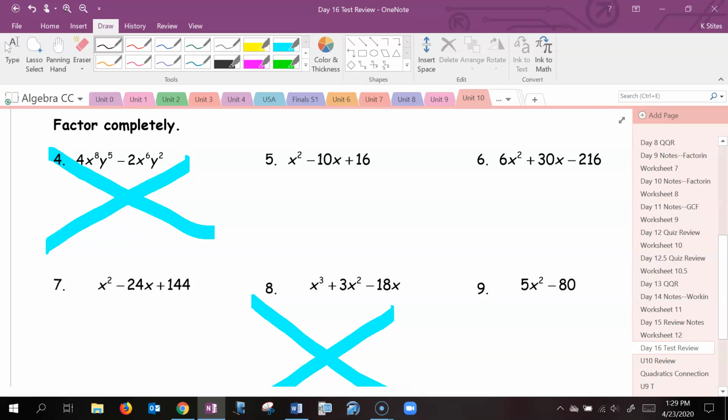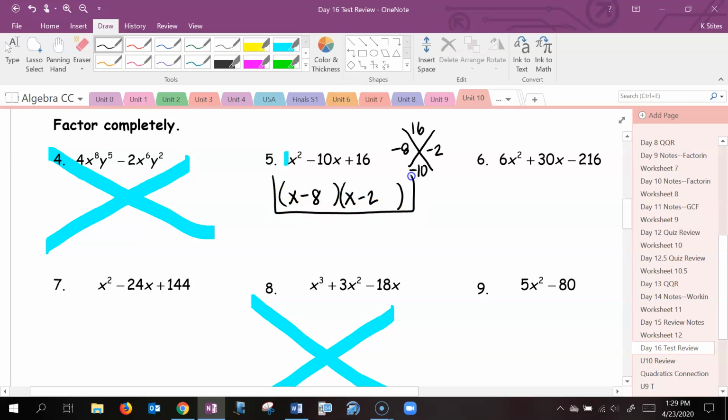When you're factoring, the first thing you want to do is check whether you have a 1 in front of your x squared or some other number. If you just have a 1 in front, we can go straight to our factored form or our box problem, just one step here. We're multiplying to 16 and adding to negative 10, and that should be a negative 8 and a negative 2. That's all you have to do if you have a 1 in front.